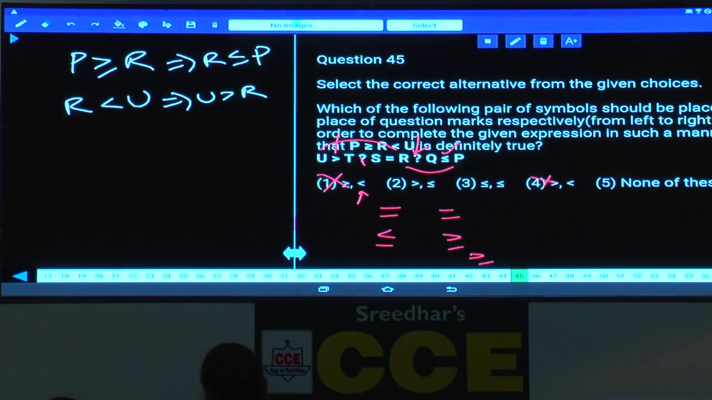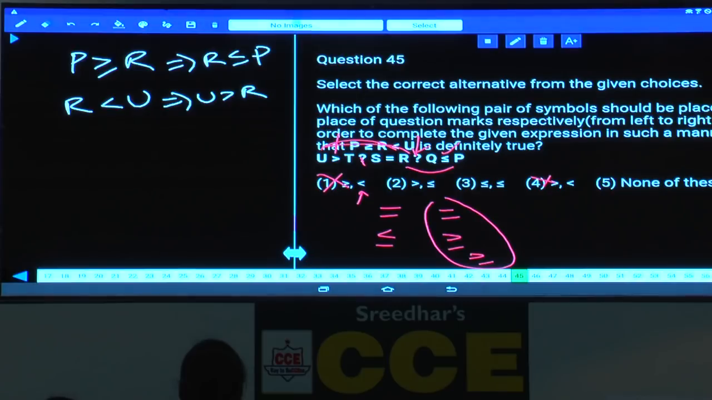Then what is your answer? Tell me here. Now R lesser than U means R lesser than U is definitely true. U must be greater than R. As U greater than R, then what is the symbol? First symbol that has to be replaced here. Tell me the first symbol between U and R.